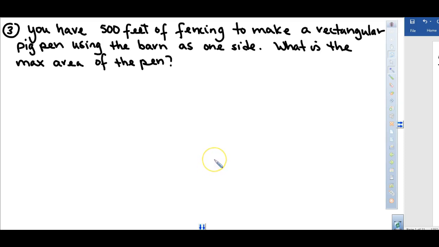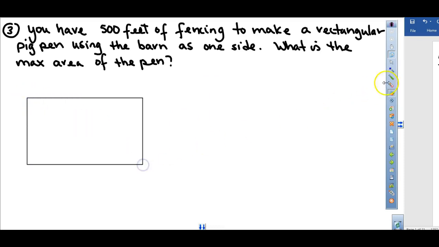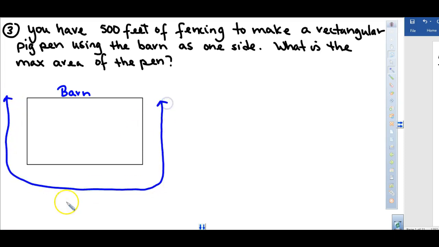Okay, number 3. So you have 500 feet of fencing to make a rectangular pig pen using the barn as one side. So it's a rectangular pen. Let me get my rectangle drawn here. And one side of the pen is going to be the barn, so I'm not going to put fence there. I'm only going to put fence around these 3 sides right here. And that's going to be 500 feet. So again, I'm going to have a primary equation and a secondary equation.